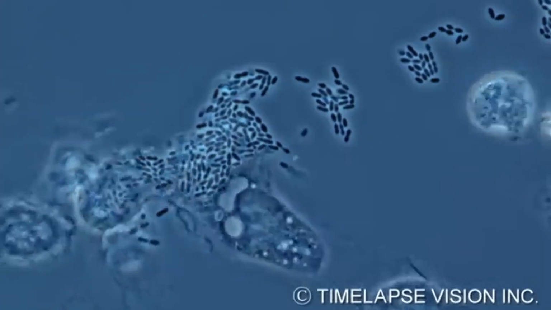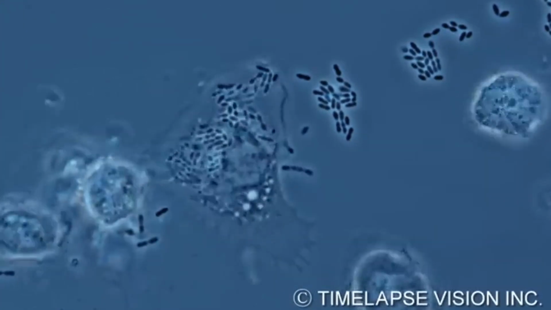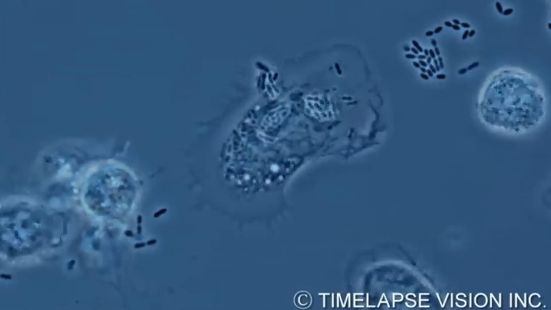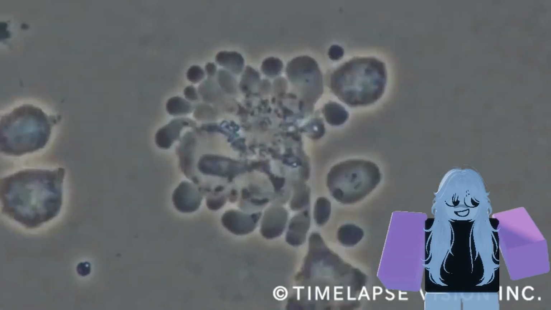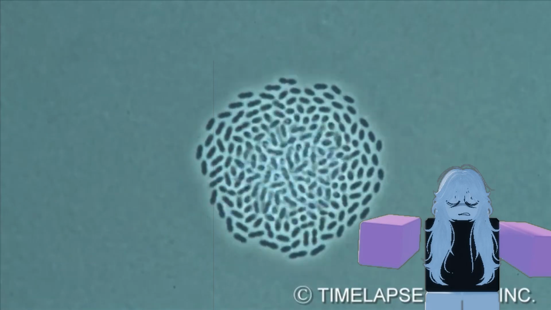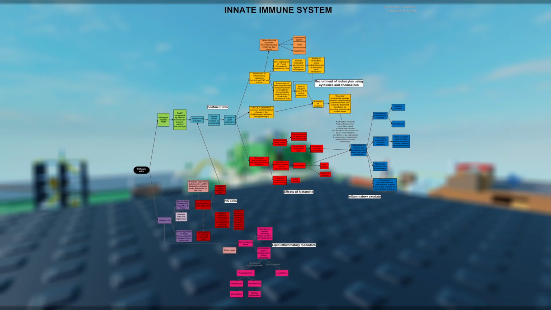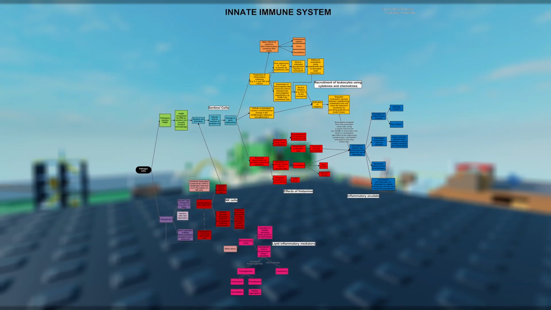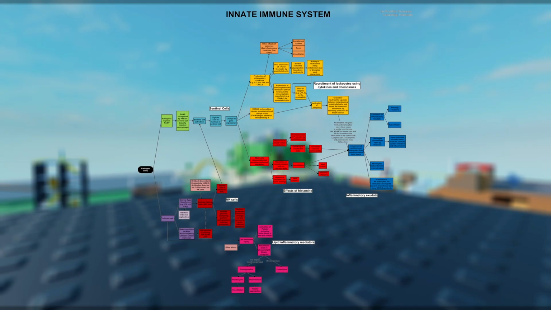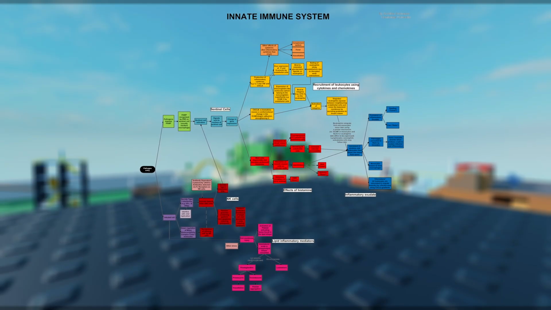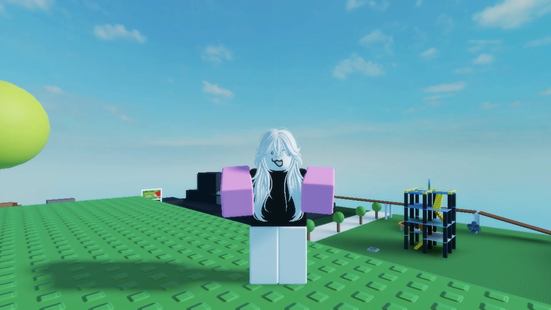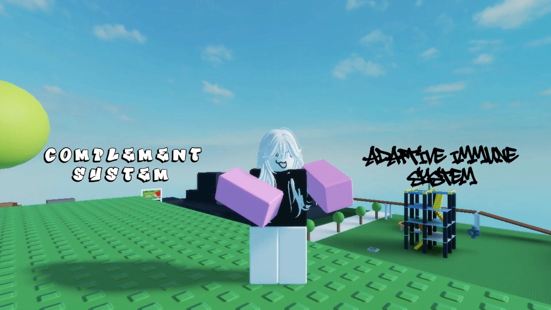This is a macrophage, a type of immune cell, eating and destroying these bacteria. And that's just one of the many ways your immune system protects you and your body from millions of constantly evolving threats. But how does this complex web of cells actually work? We're going to be exploring exactly that, starting with your innate immune system, which is a general defense for all pathogens. We're going to be diving deep, so I'll talk about the complement system and the adaptive immune system in another video.